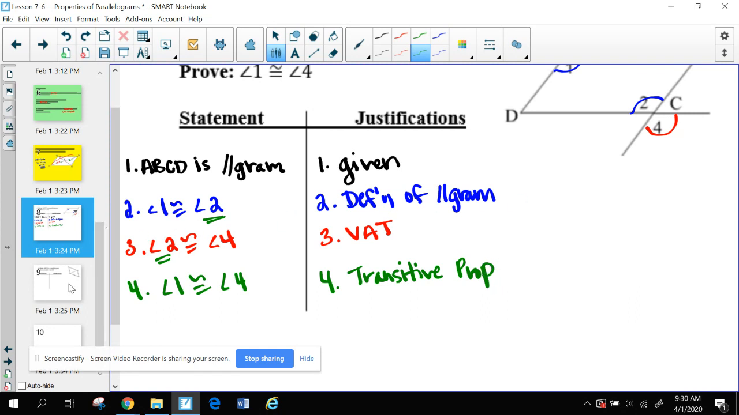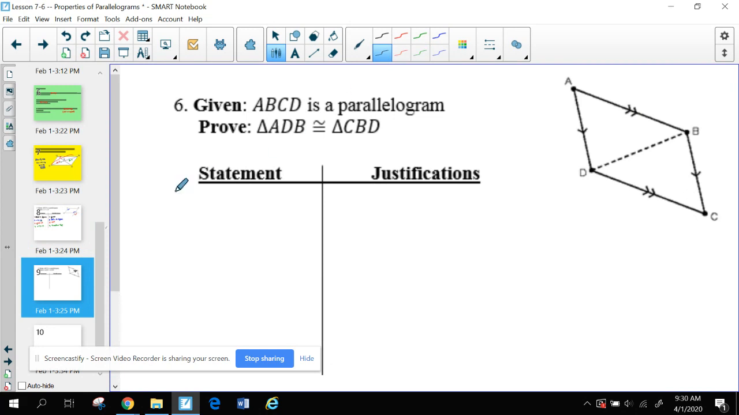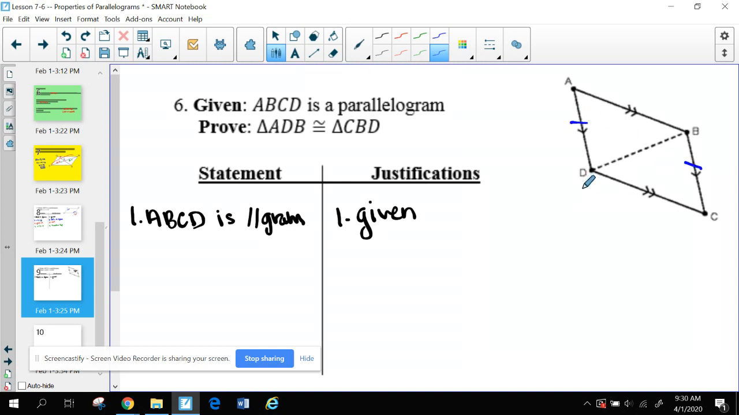All right, let's try the last one. Same given. So I know that the ABCD figure given is a parallelogram. Now the goal is that I want to try to prove that these 2 triangles are going to be congruent. Okay. So the first thing I'm going to take a look at is if I know it's a parallelogram, I know opposite sides have to be congruent. So I can mark those on here, and then I need to make the statements in my proof.